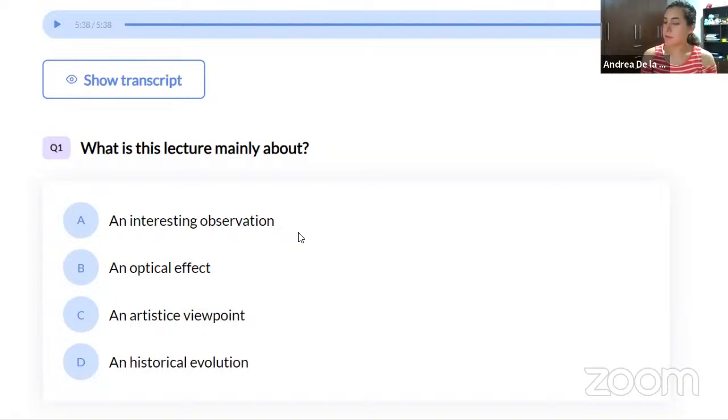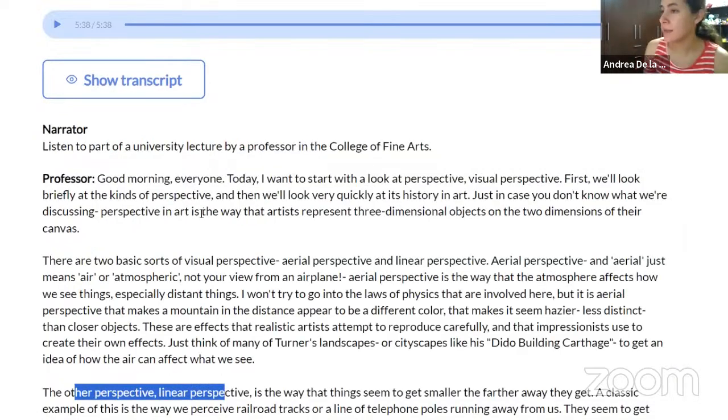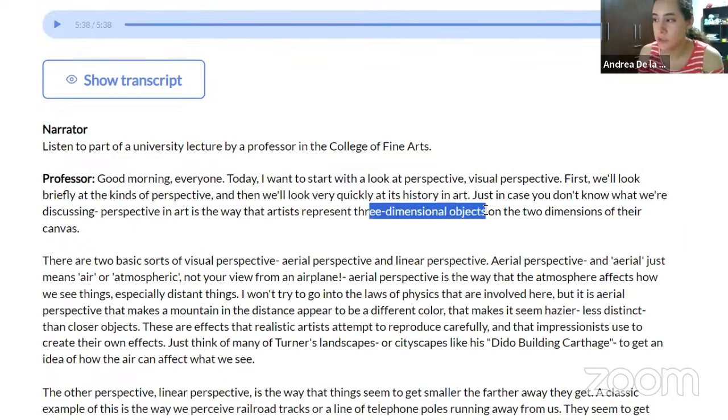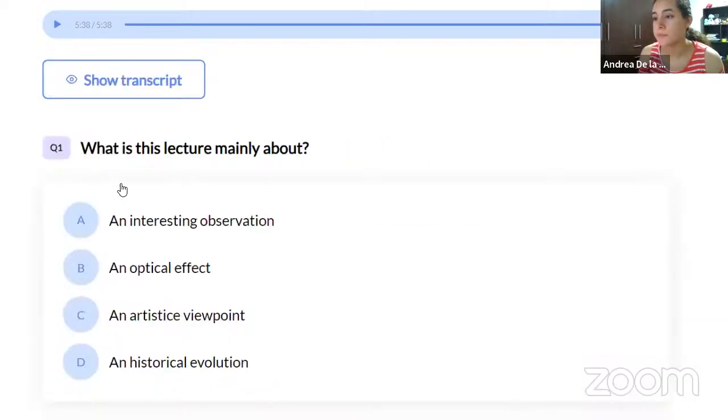Well, an optical effect, because yes, as Fernando said, the definition of visual perspective was the way that an artist can represent three-dimensional objects onto the 2 dimensions of their canvas. So it's an optical effect, right? Representing something that has 3 dimensions in a 2-dimensional canvas. So it's an optical effect. Perfect. Yes, let's choose that.